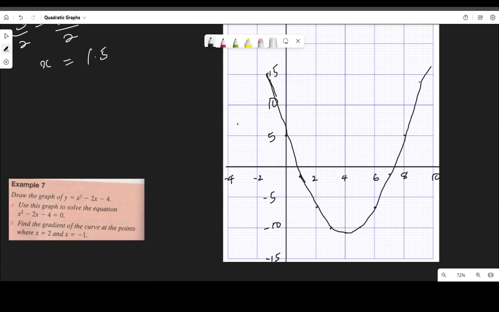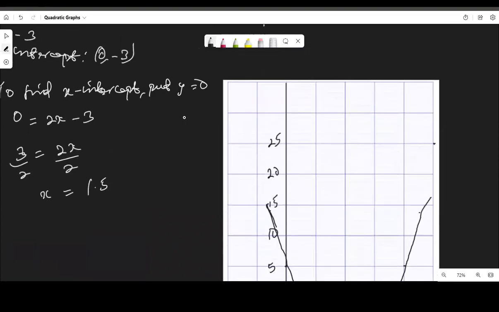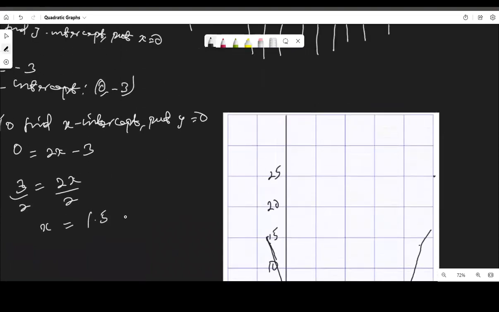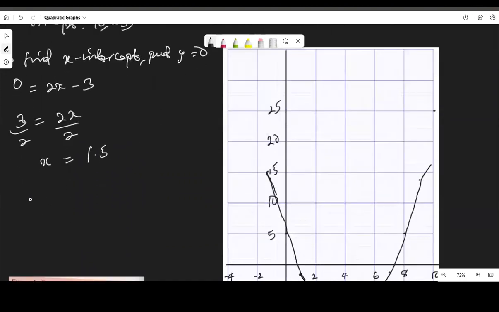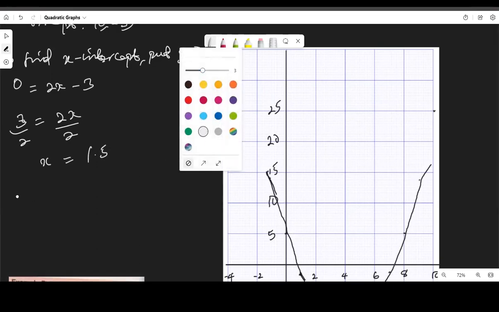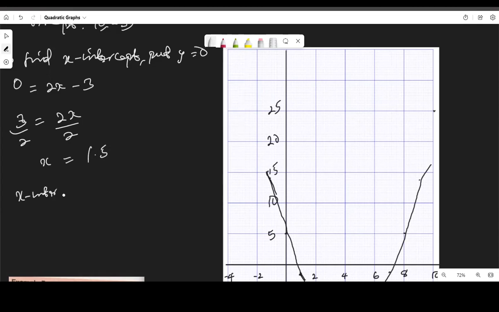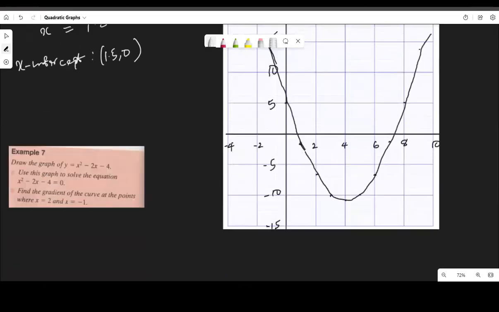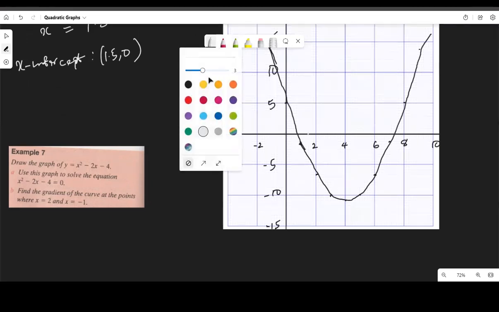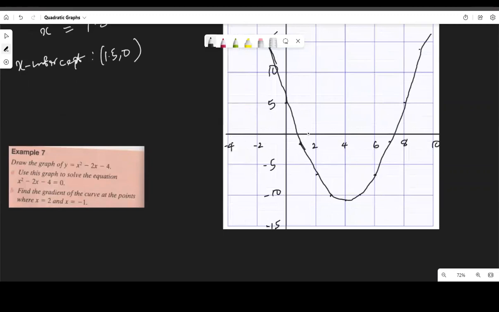Now for the linear equation, we need only 2 points to plot that, and the x-intercept is, I did not write it, x-intercept, well, that is 1.5 and 0. We locate 1.5. This is 1. 1.5 should be somewhere here. Let me use a black ruler, a black pen. 1.5 should be right here.